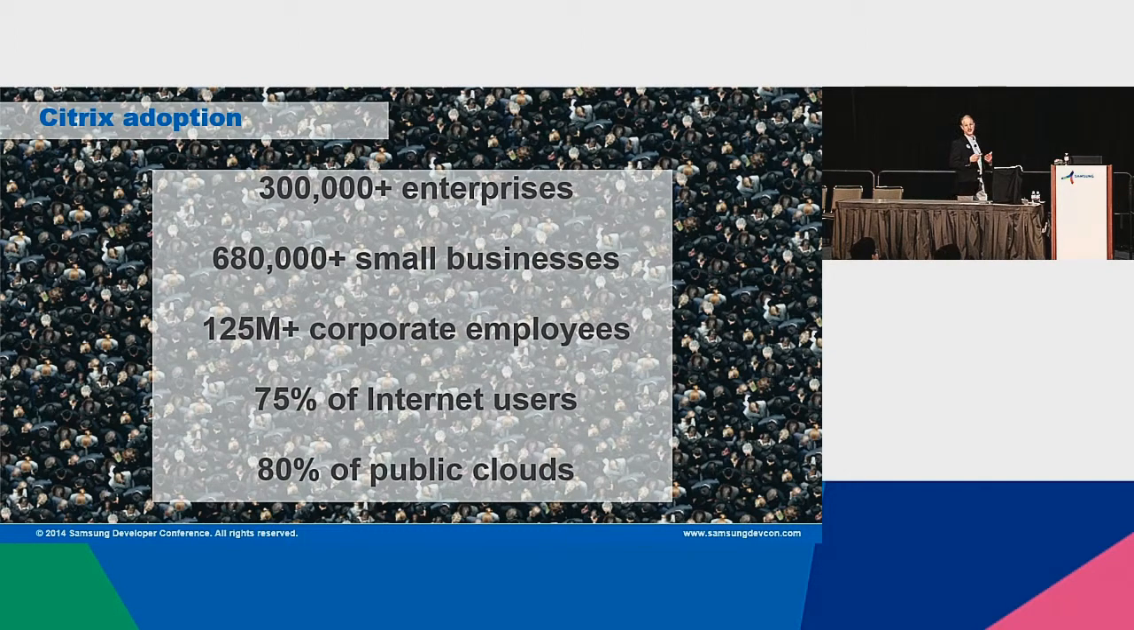So if you're an ISV, for example, and you want to work with us, we've got a pretty good footprint. We've got 300,000 organizations, enterprises that depend on Citrix. We've got more than 600,000 small businesses. We've got 120 million users. And like I said, we're in front of Google, in front of all these web properties. So chances are multiple times a day, you're going to touch a Citrix product, whether you know it or not, because we're brokering all those connections.